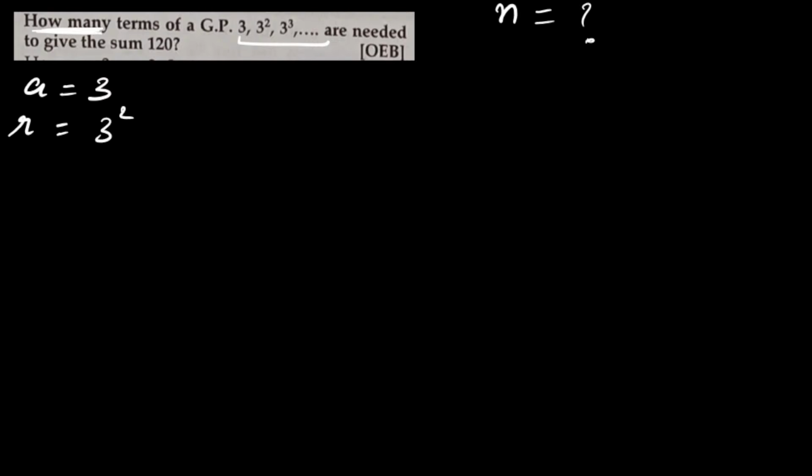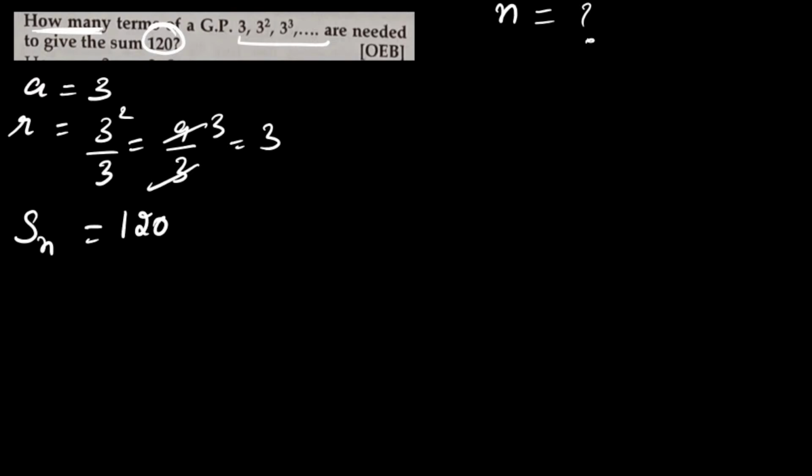Common ratio is the second term divided by the first term. So 3 to the power 2 is 9, and 9 divided by 3 will give 3. So A is given to us, R is given to us, and the sum of 120. So Sn is also given to us. What is the value of the sum given to us? Because we don't know how many terms, we are just writing it as 120. So Sn is equal to 120.